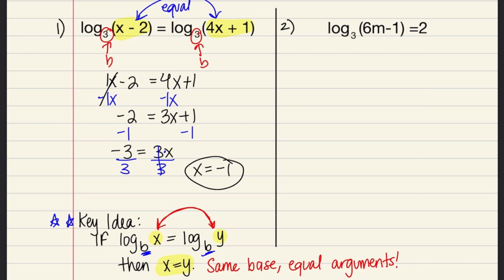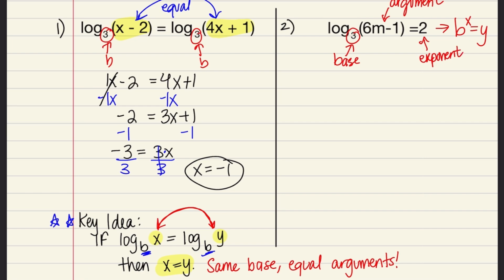First, I'm going to identify all parts of my equation, starting with my base. Somehow I want this now to look like b to the x equals y. My base raised to my exponent equals my argument. I know my base here is 3, just labeling parts. My argument here is 6m minus 1, and I know my exponent is 2.